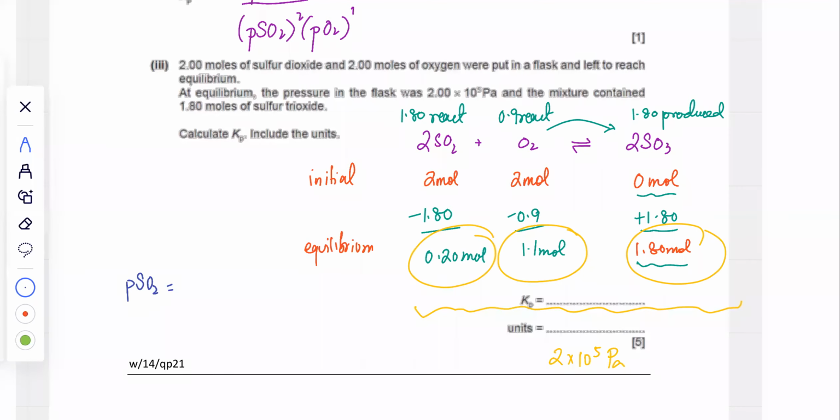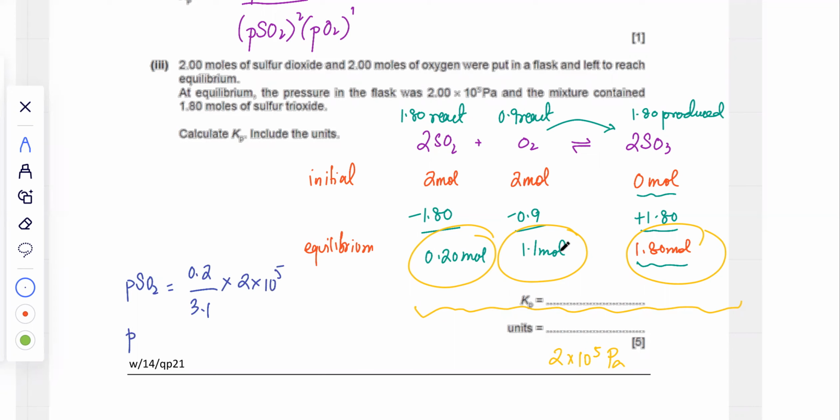So it's going to be the mole fraction of SO2. What are the total number of moles? That's 3.1, right? 1.8 plus 0.2, that's 2, and then 1.1, that's 3.1. So out of the total moles, the amount of SO2 is 0.2. That's the fraction of SO2 in the container. You multiply it by the total pressure, which is 2 times 10 power 5.